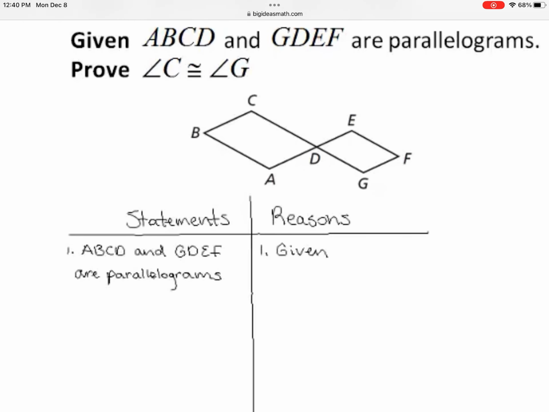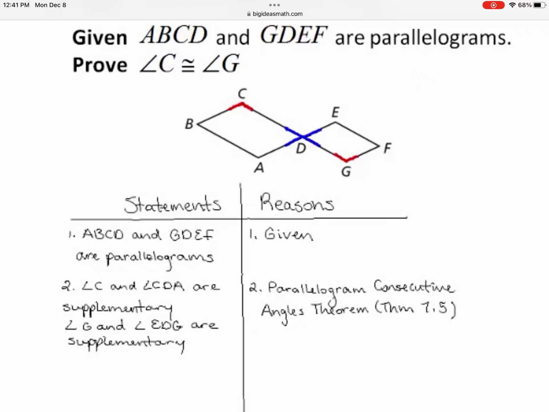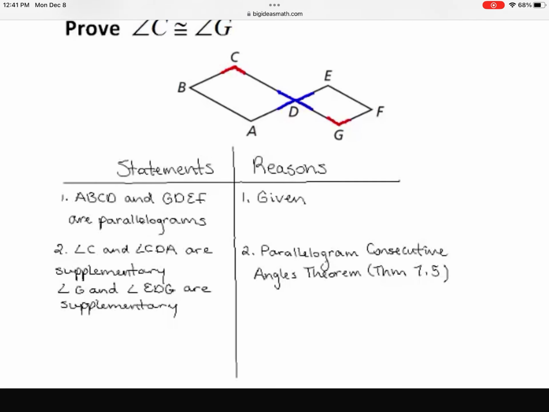ABCD and GDEF are parallelograms because this was given information. Then looking at the diagram, notice that angle C and angle CDA are consecutive angles, and angle G and angle EDG are also consecutive angles. So angle C and angle CDA are supplementary, and angle G and angle EDG are supplementary by the parallelogram consecutive angles theorem.